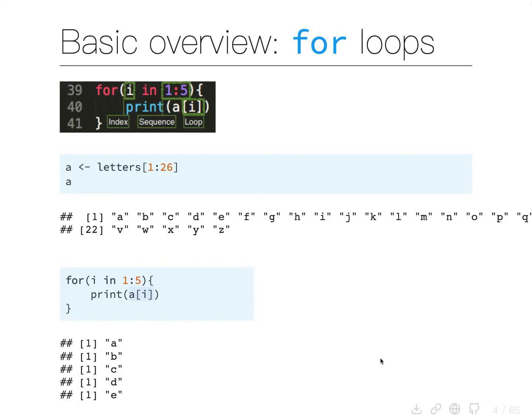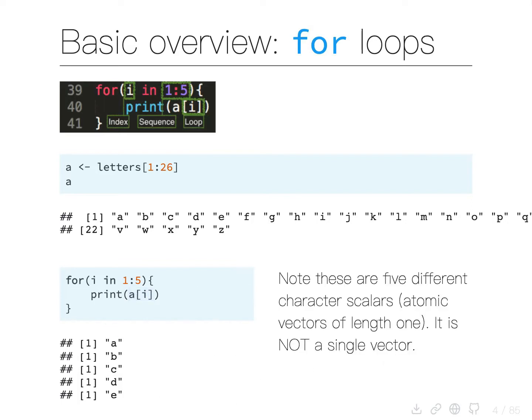Notice that in this case, it looks pretty similar, except it's all stacking vertically instead of horizontally. But it's actually very different, because in the top part, we have a single vector of length 26. In the lower part, we have 5 vectors, each of length 1. So these are really different things, even though they look pretty similar.